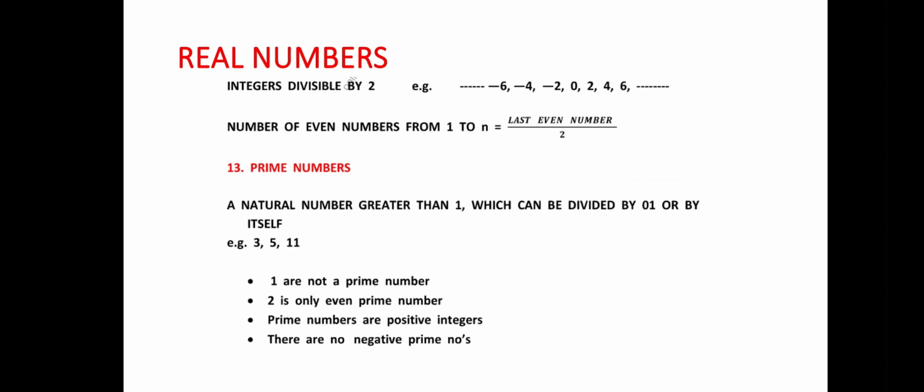Now let's go to real numbers, rational and irrational, and prime numbers. A prime number is a natural number greater than 1 which can be divided only by 1 or by itself. Examples: 3, 5, 11, 13 and many more. 1 is not a prime number. 2 is the only even prime number. Prime numbers are positive integers. There are no negative prime numbers.